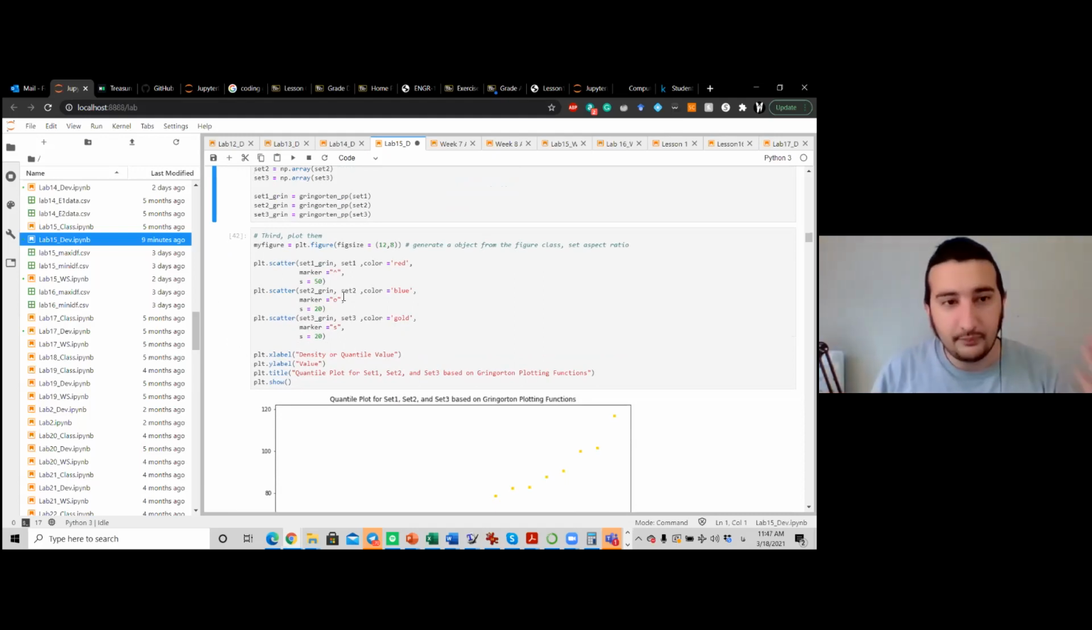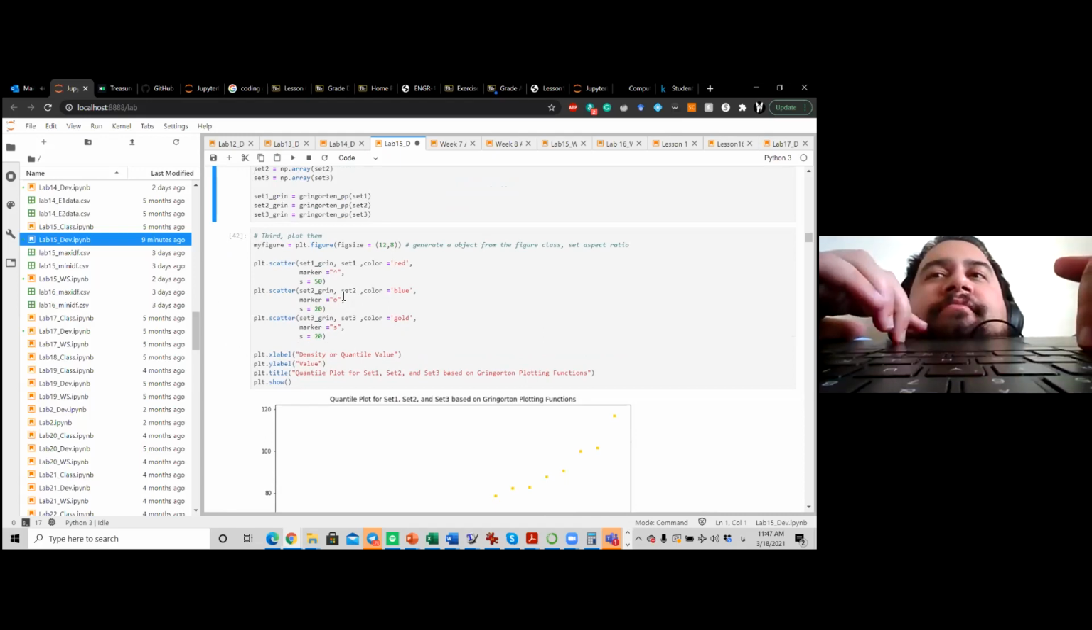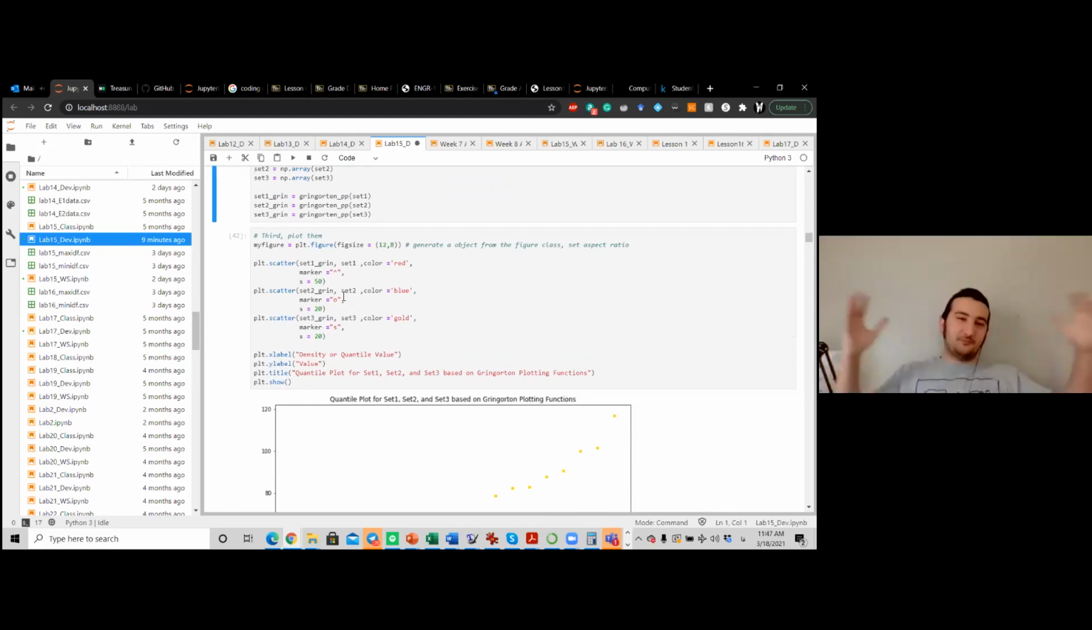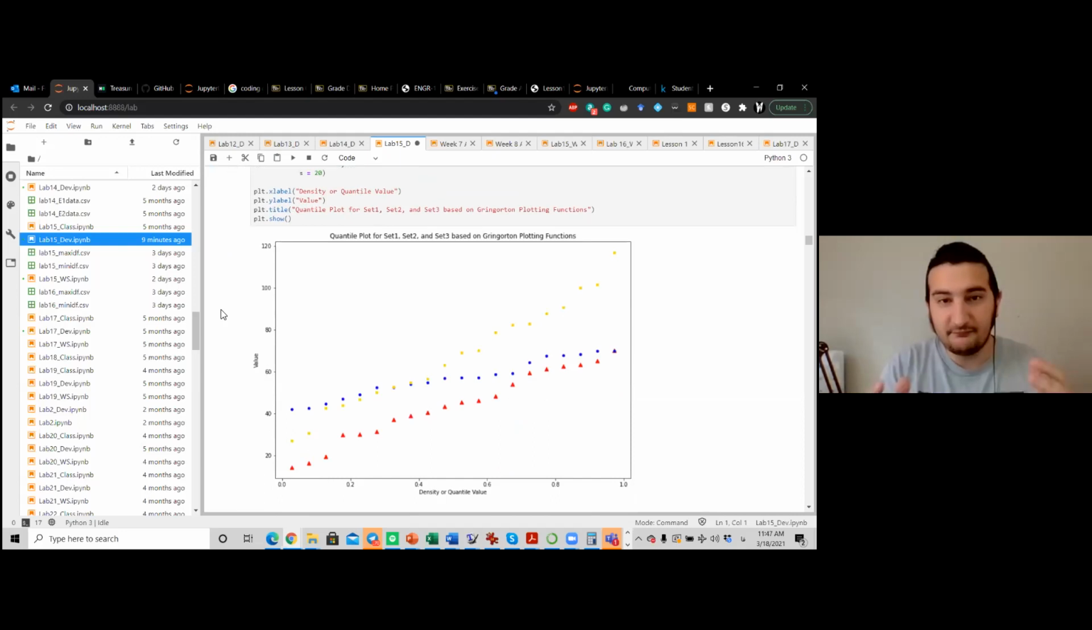Why am I plotting them as scatter plots? Why not line plots? Because we have the sample, not a model of the population. Thank you. That was the most beautiful moment in this entire session. Yes, because we are dealing with samples and not the population. Plotting it will give me this.